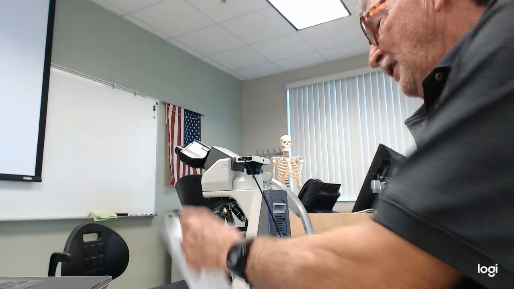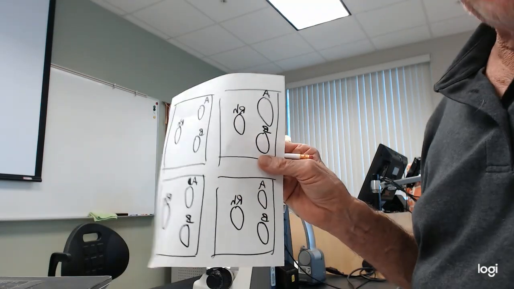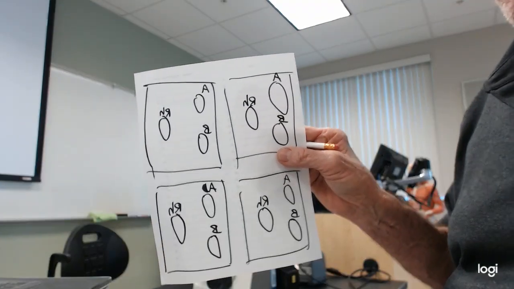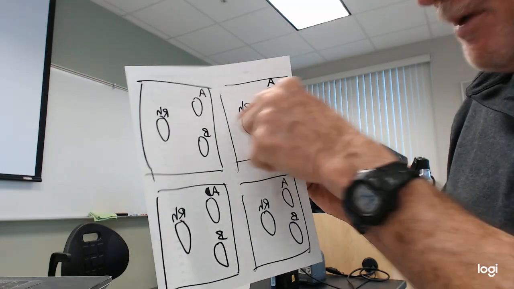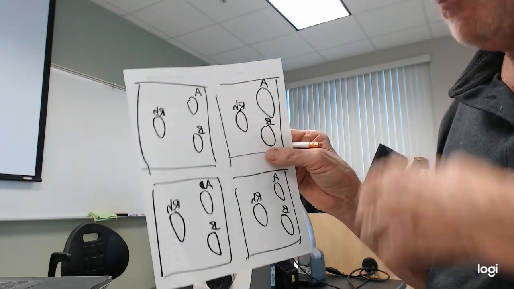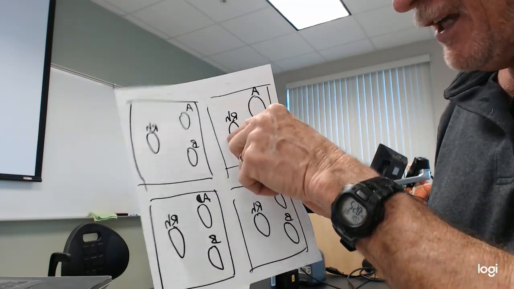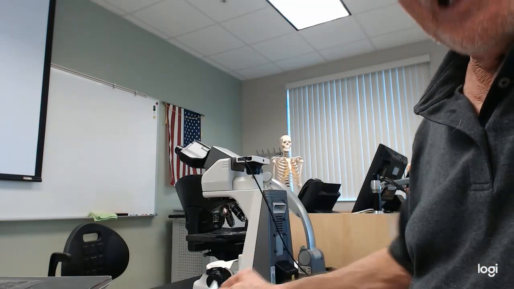Now, if I have O negative blood, I can give it to anybody, right? Because I'm not giving them anything. It doesn't matter what they have. I'm not giving them something they don't already have.